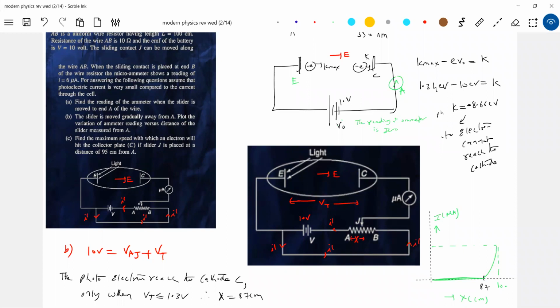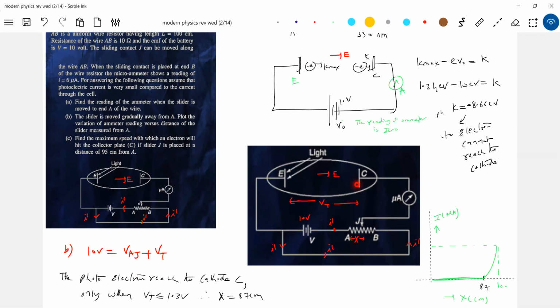How can you say the rate will increase or it will not? Very simple. See, if only Kmax is able to reach, afterwards, as Vt decreases, along with Kmax, the electrons with less kinetic energy also will strike the cathode. Sir, how can you say that di by dx is greater than 0?